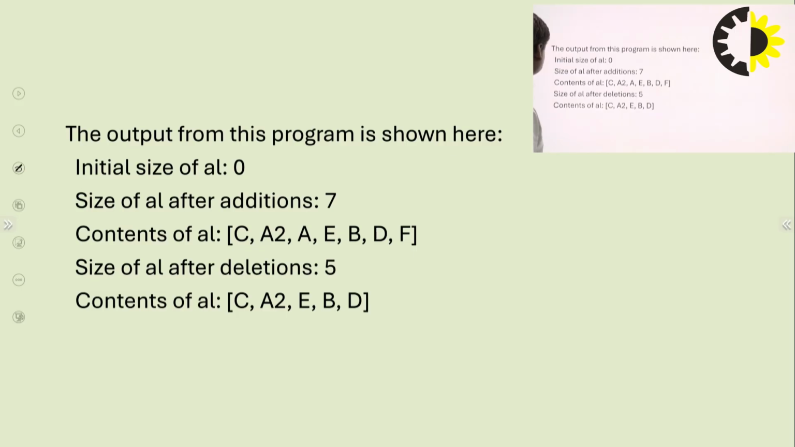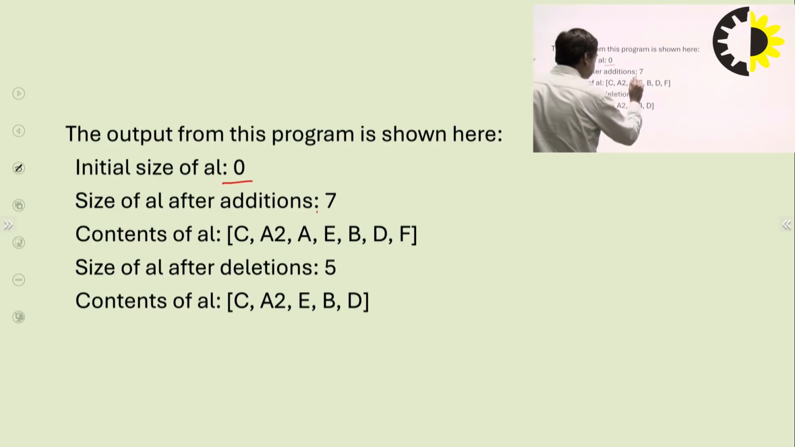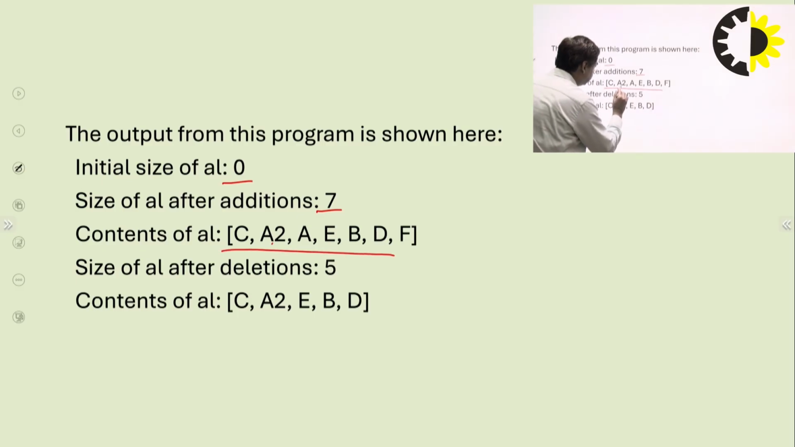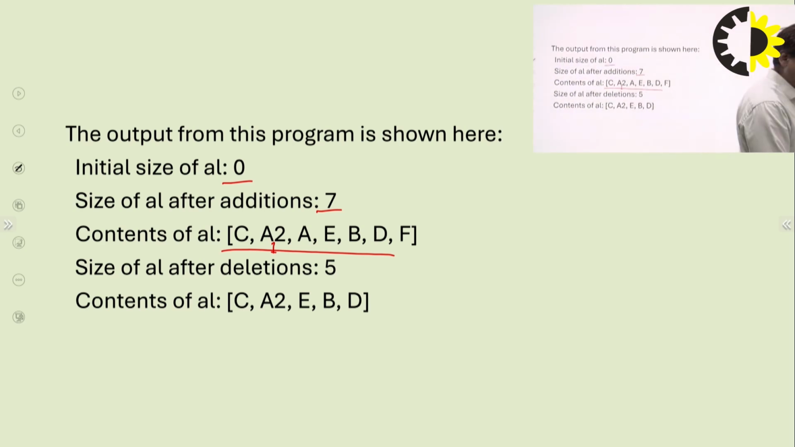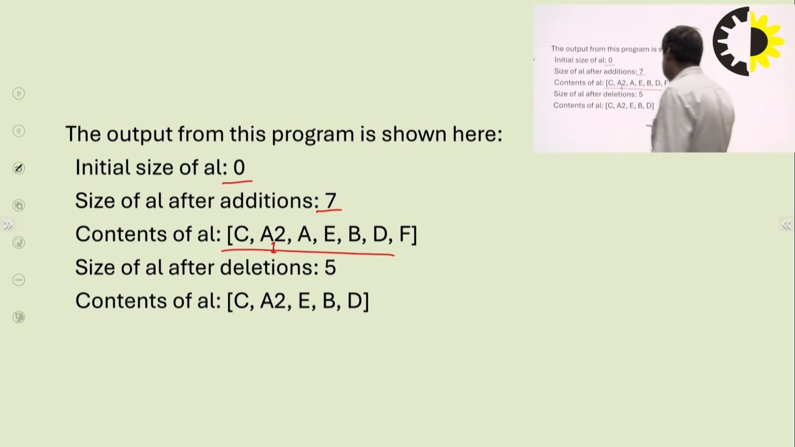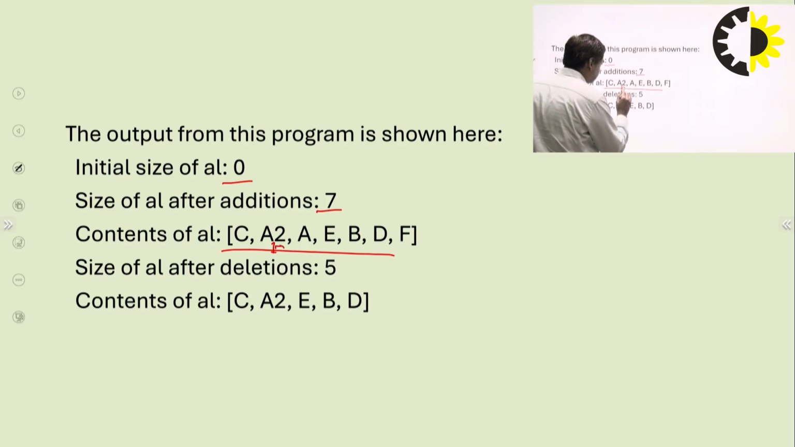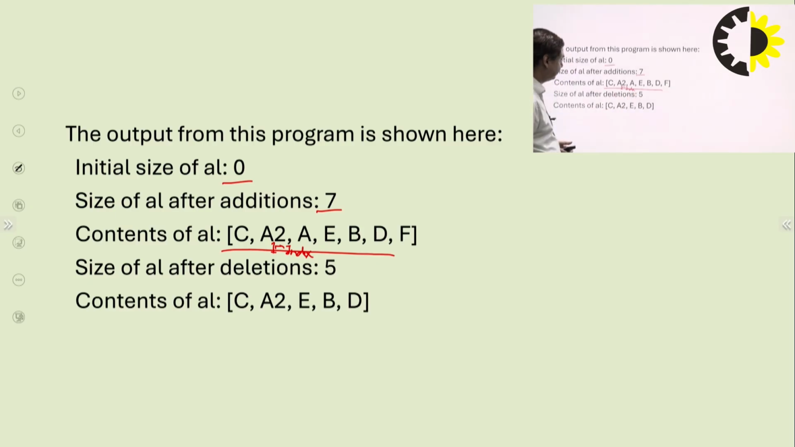Let us see the output. At the initial stage, the array list is empty and then we have added 7 elements. So, the size is 7 and these are the contents. You can see at index number 1 we have added an element A2. So, it has been added at this index. By default the indexes are 0, 1, 2, 3 in this way.